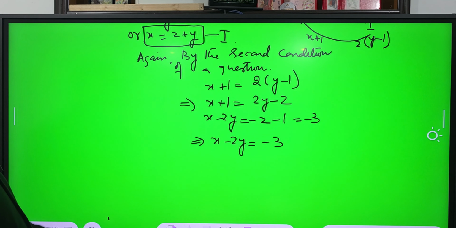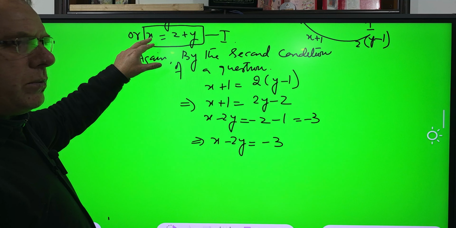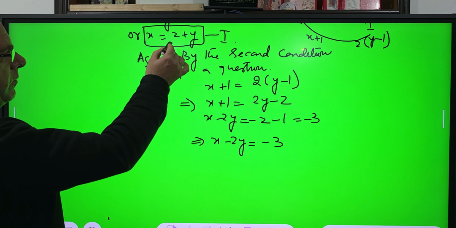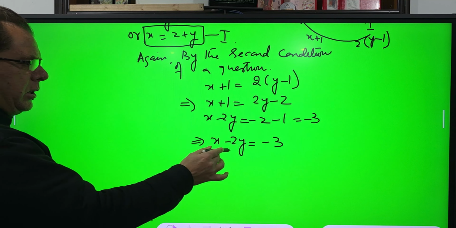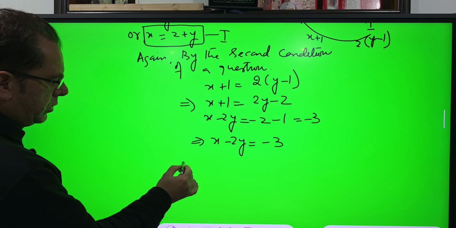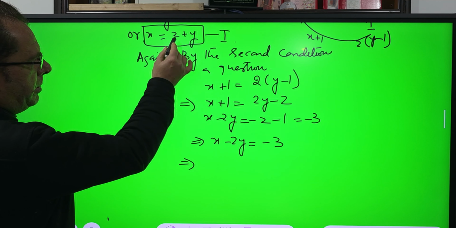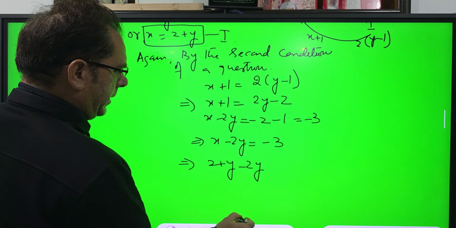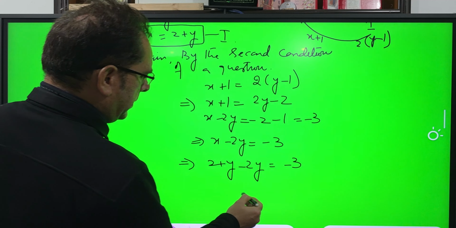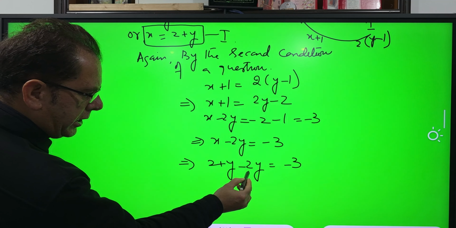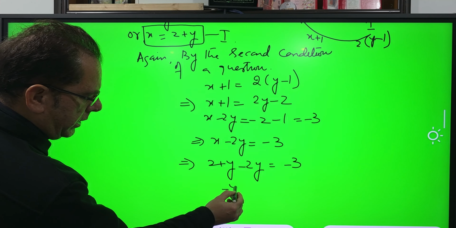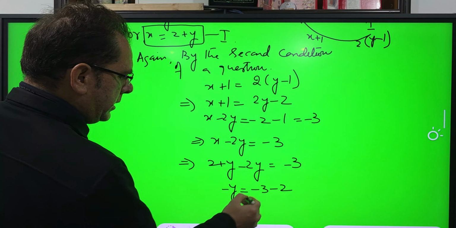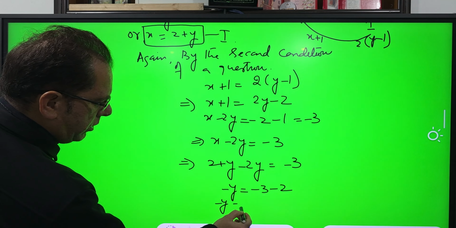Now we'll substitute the value of x from the first equation, where x is equal to 2 plus y, into this equation. So x will be replaced by 2 plus y minus 2y is equal to minus 3. So that means minus 2y plus y, minus y, is equal to minus 3 minus 2, and you are transposing this here. So minus y is equal to minus 5.